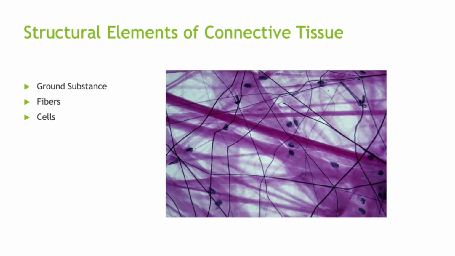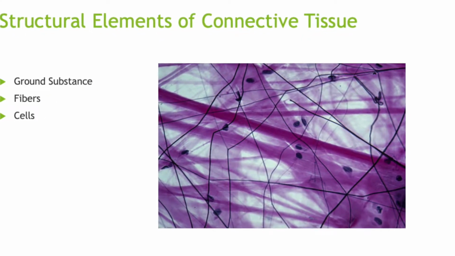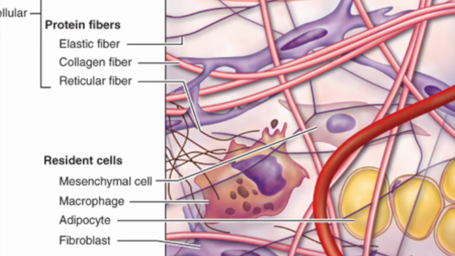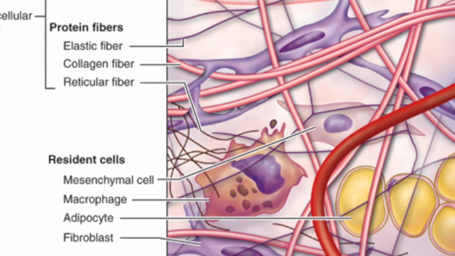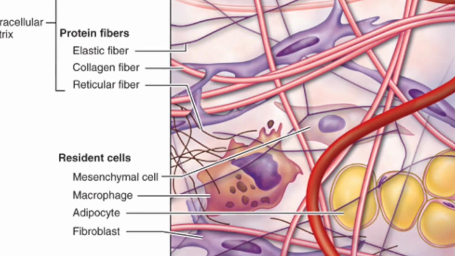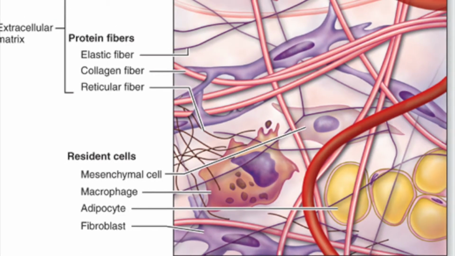Additionally, connective tissues also have many structural elements. The first one is ground substance. Ground substance is a material that is in between the spaces of cells and it contains fibers. There are also many types of fibers in connective tissues. These include collagen fibers, elastic fibers, and reticular fibers.